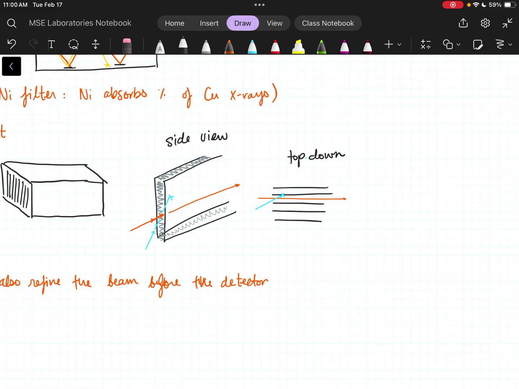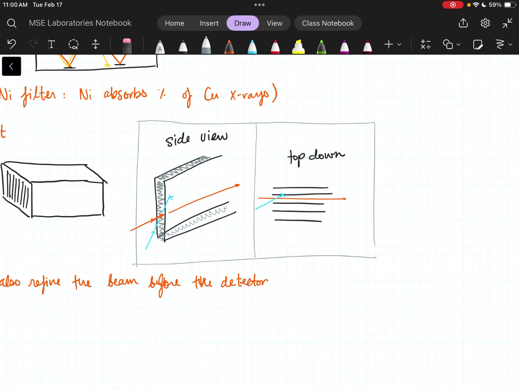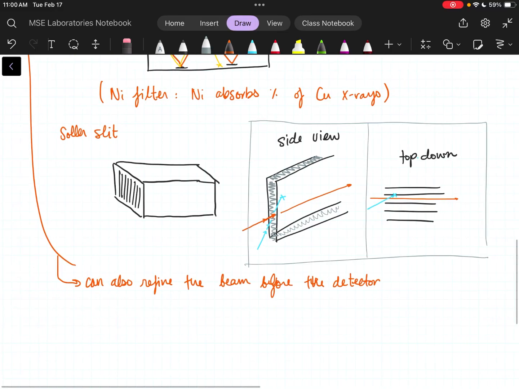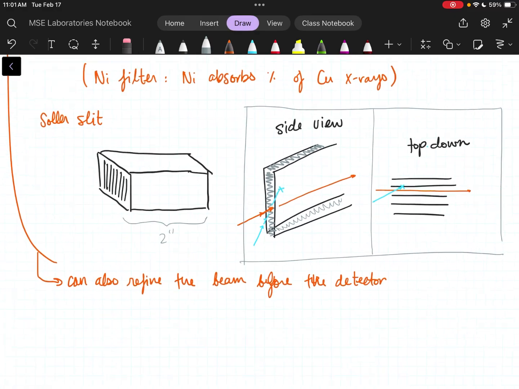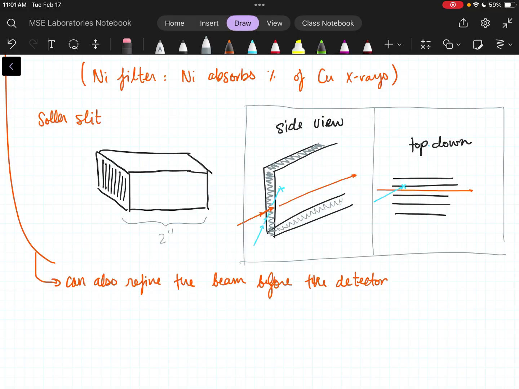So here I've got a side view. Here I've got a top down. But these are two pieces of the same thing. By making this super long, we refine out anything that isn't perfectly parallel within that 1 inch or 2 inches. Usually these are fairly long.